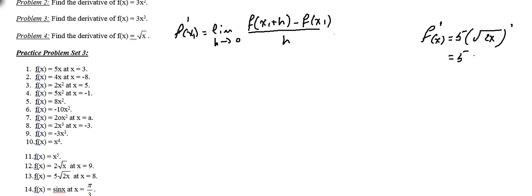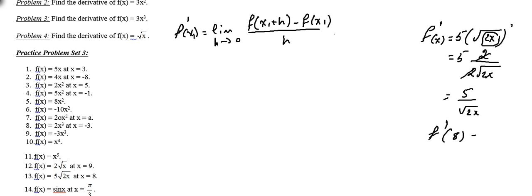What is the derivative of radical u? It's u prime, the derivative of the thing inside, over 2 radical u. So we cancel the 2. We are left with 5 over radical 2x. Now, what is f prime at 8? He wants me to find it, so I have to replace x with 8. 5 over radical 2 times 8, which is 16. The answer is 5 over 4. I will leave it for you to do it by definition yourself.